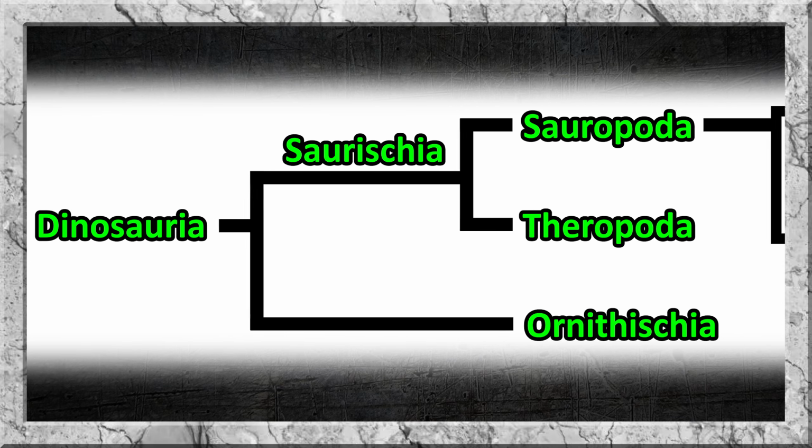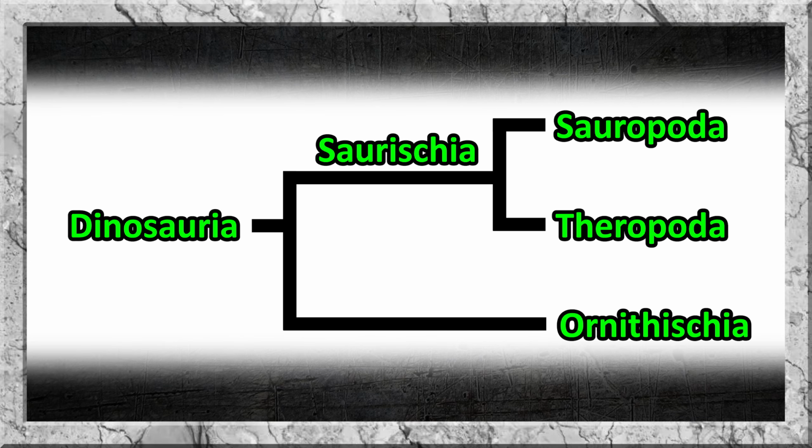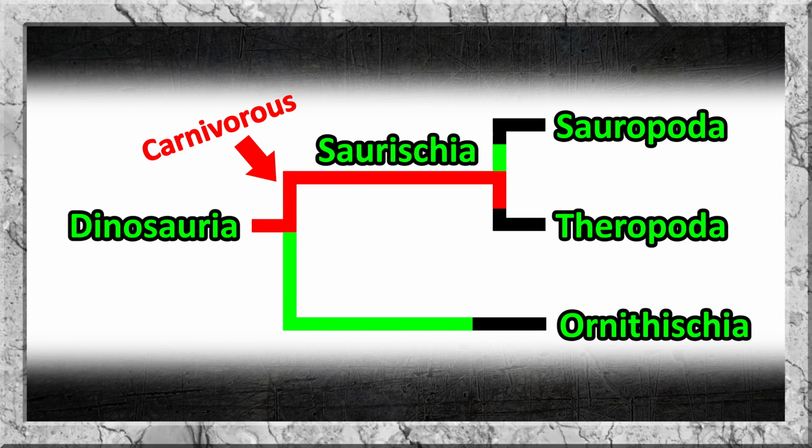Dinosaurs are ancestrally carnivorous, that is, their defining common ancestor ate meat. After the Triassic, as they diversified to fill different niches, theropods were the only group to maintain that. All sauropods and ornithischians were herbivorous.